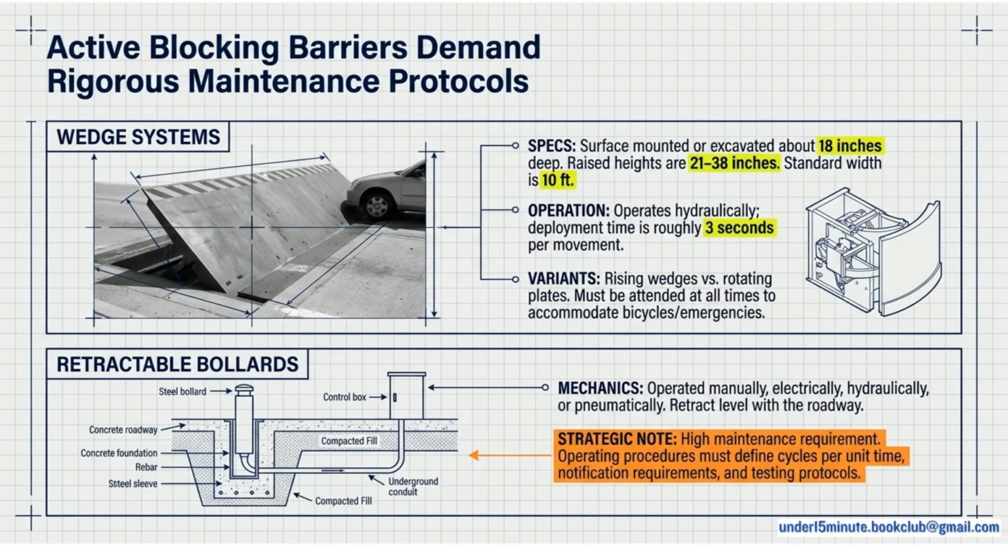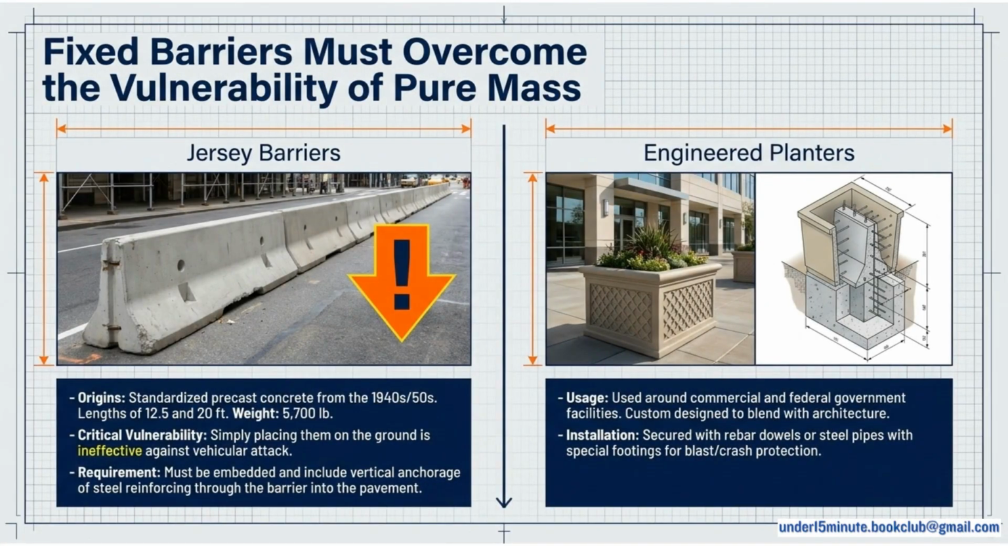Active blocking barriers demand rigorous maintenance. Wedge systems, which operate hydraulically, must be attended at all times. Retractable bollards, operated manually, electrically, hydraulically, or pneumatically, require high maintenance and defined operating procedures and testing protocols. Fixed barriers must overcome the vulnerability of pure mass.